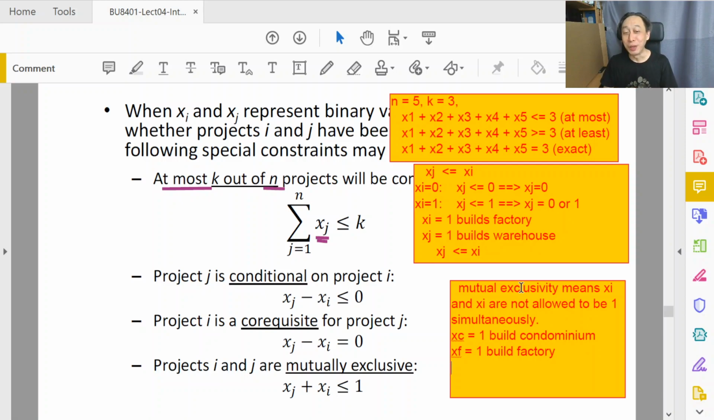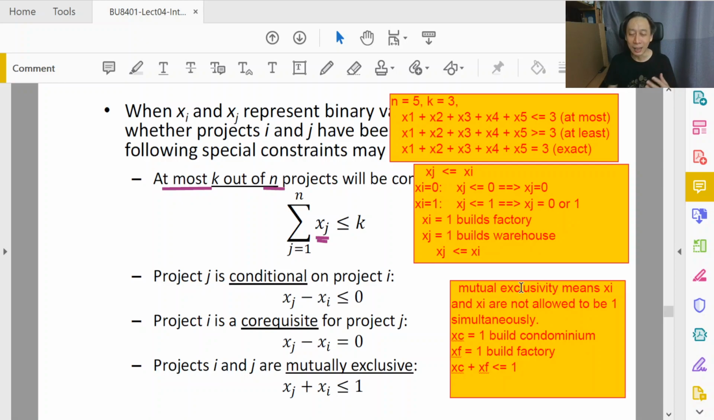So we want to, amongst other things like budgets and workers and everything, express the fact that, you know what, we only have one piece of land. You cannot build both condominium and factory even if you have money and time and the license. So we want to say that the decisions to build condominium and factory are mutually exclusive. So you cannot have ones for both the decision variables.